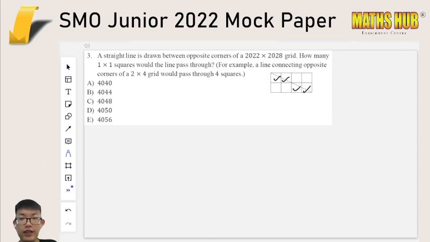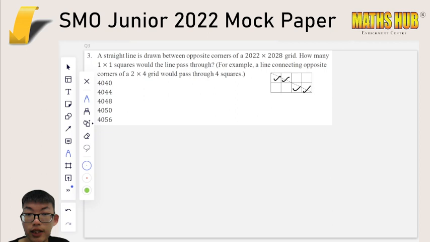Obviously, 2022 by 2028 is not something that we can reasonably attempt to draw. At the same time, there should be some aspect of this that makes it quite easy to calculate. Whether or not we can find that is going to be at the heart of this question.